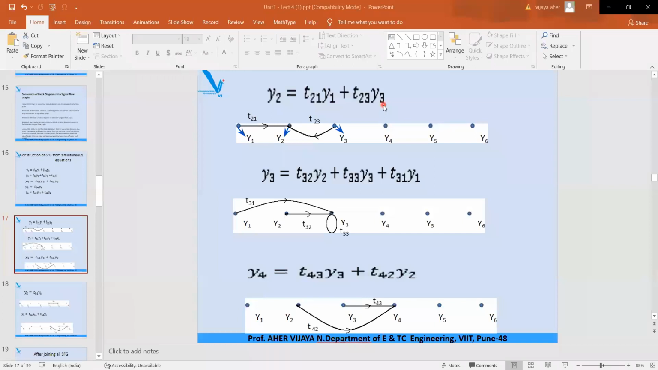समजतंय ना मुलांना? Yes, ma'am. Okay, Swaraj. Okay. So मॅम. you have to draw this in your notebook. पहिल्या इक्वेशनचा SFG हा आहे.